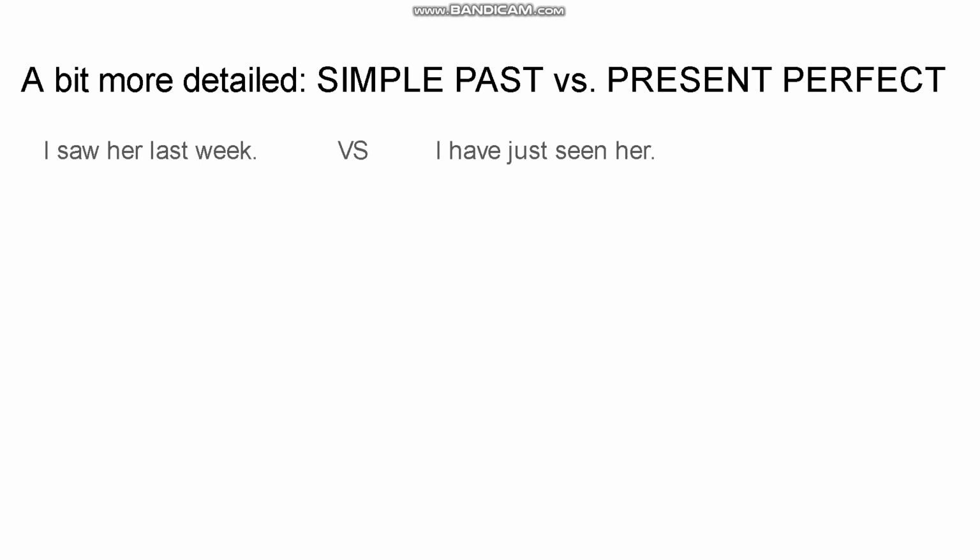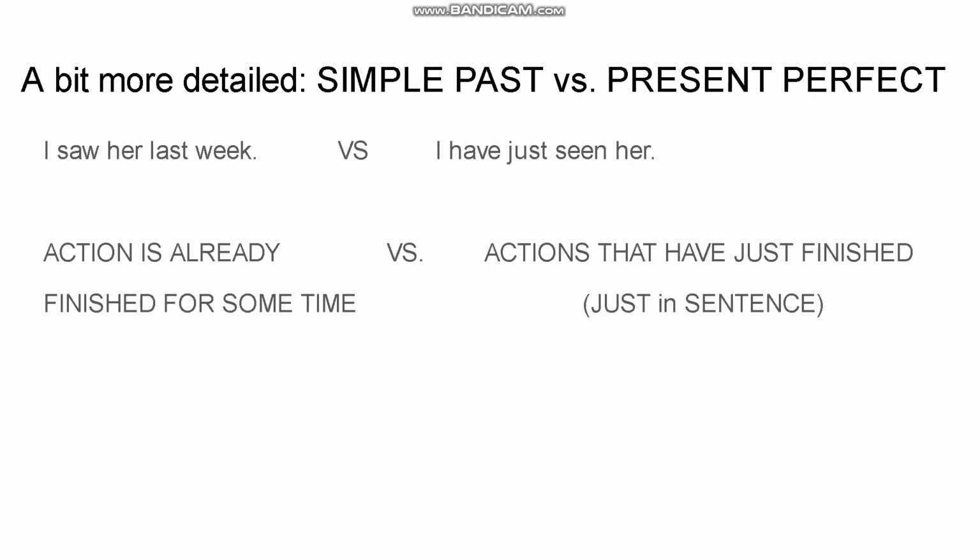If you say I saw her last week versus I have just seen her, I think you feel the difference here. In I saw her last week, action once again is finished for some time. If you say I've just seen her, it's an action that's just finished. A word like just always implies the use of a present perfect in English. So that's one giveaway if you have that in an exercise, just.